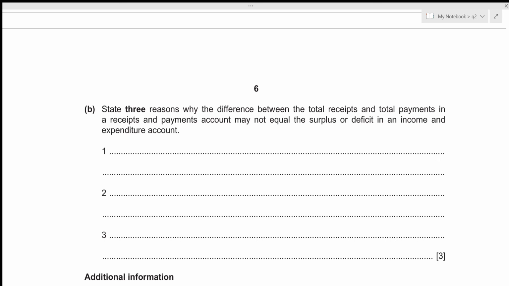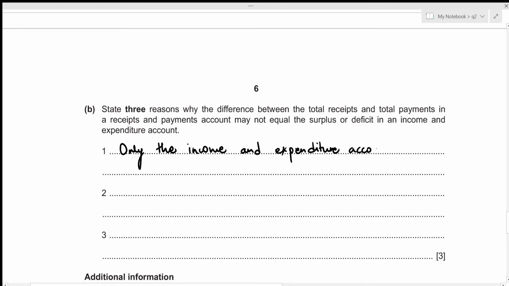So the very first reason is due to the fact that the income and expenditure account contains non-cash items such as accrual basis, whereas the receipts and payments account only include the cash items or the cash outflows as well as cash inflows. Let's write it down. Only the income and expenditure account contains non-cash items.